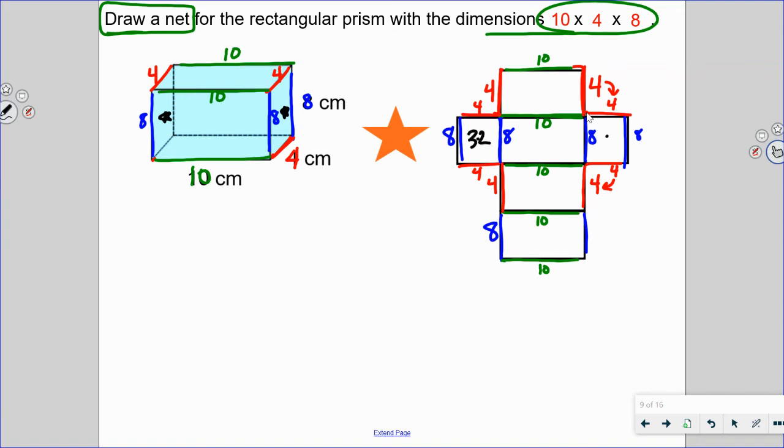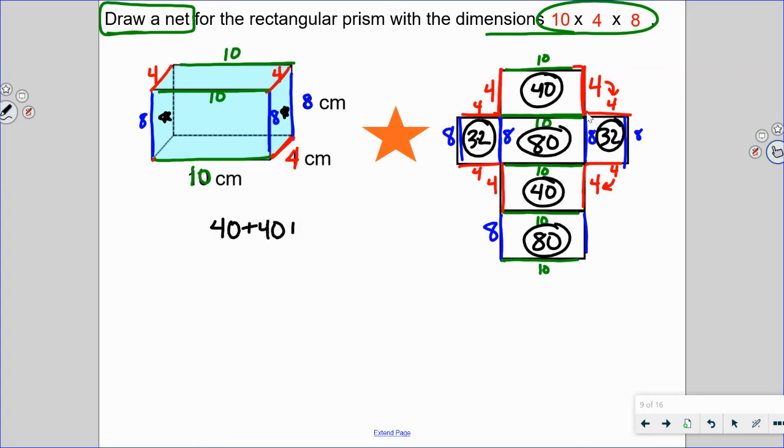4 by 8, 32 square units, square centimeters for those. The top is a 4 by 10 or 40 square centimeters, but I suppose that means the bottom 4 by 10 will also be 40 centimeters. Meanwhile, 8 by 10, 80 square centimeters on the front and the back, and it will be no surprise to you that we will go ahead and add up 40 and 40, and 80 and 80, and 32 and 32. Final answer is going to be 304 square centimeters.